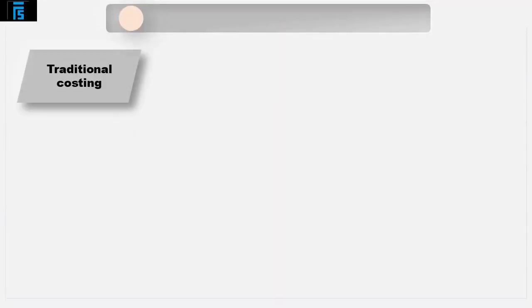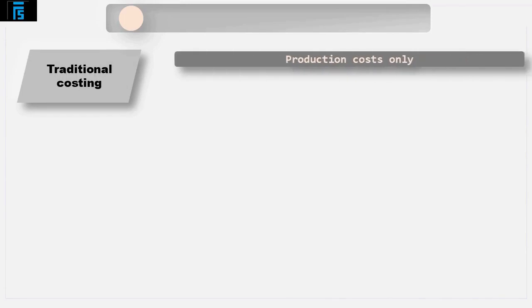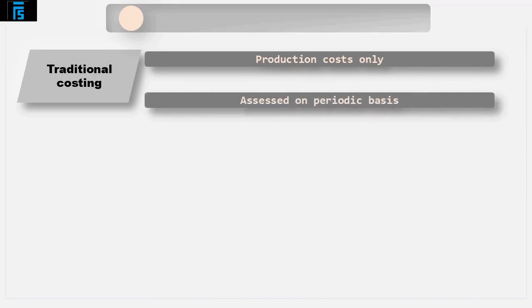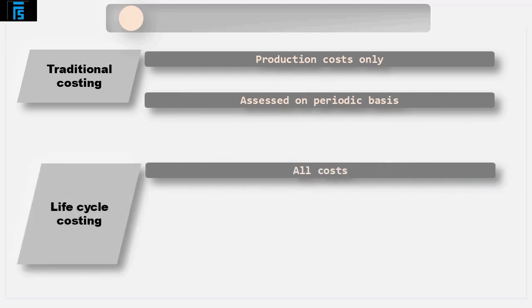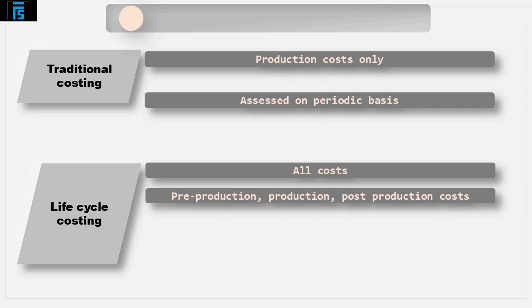Traditional costing systems focus on costs incurred in the production stage only: material, labour, production overhead. Also, traditionally, costs are assessed on a periodic or financial year basis. In contrast, lifecycle costing considers all costs that will be incurred by a product from the design stage right through to its retirement. In other words, lifecycle costing focuses on pre-production, production, and post-production costs.